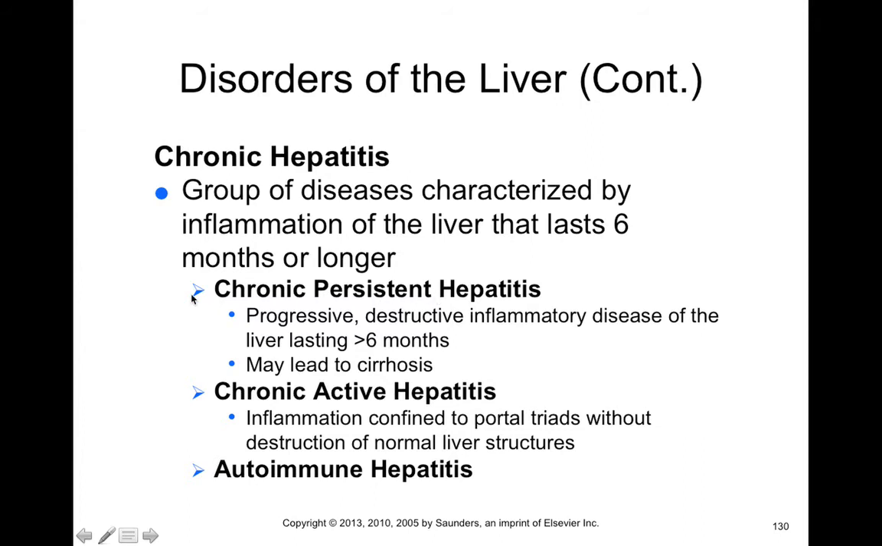With chronic persistent hepatitis, it's progressive destruction of inflammatory disease of the liver for more than 6 months, and this may lead to cirrhosis. With chronic active hepatitis, it's inflammation that's confined to specific regions in the liver, like the portal triads, and this might not damage normal liver structures, but it may lead to a disruption of portal circulation. And autoimmune hepatitis is basically where someone's immune system starts to attack their liver.